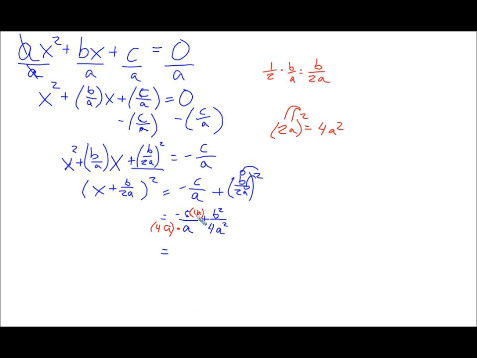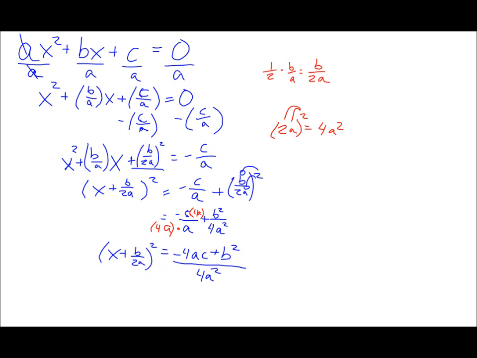Right, so let's rewrite this. Negative, and let me switch the order here so it looks more like how my end product is going to be. This is just 4 times a times c plus b squared, over one single denominator, 4a squared, the common denominator. Remember that all this is still equal to x plus b over 2a squared. And we're trying to solve for x.